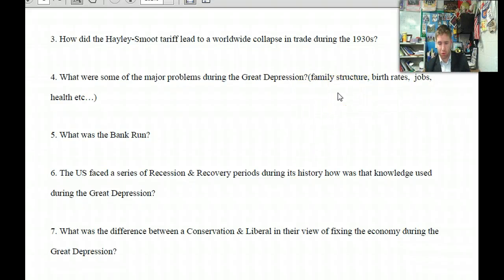Family structure: divorce rates drop because families are staying together. They're not separated because they need to consolidate the resources. You know unemployment goes way up, so people are working less. Overall health of people goes way down. Malnutrition goes up. People are not able to feed themselves. Birth rates drop. People realize, hey, I probably shouldn't have babies right now. It's really not a good time to bring another life into this world because our food's not good, our job's not good, our money's not good. Probably not a good idea to do this.